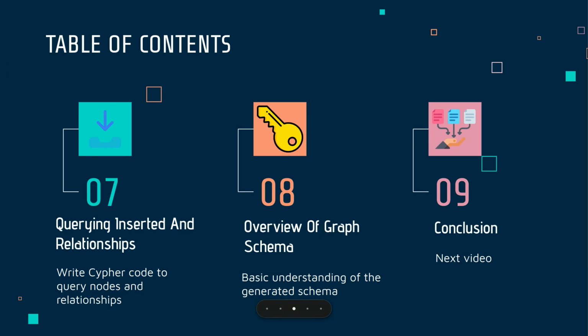After that, we're going to look at the different schemas that have been generated and get an overview of what we have done so far. Finally, we'll conclude and talk about what we're going to be building in the next video. This whole series of videos is going to take you from an absolute beginner to a more advanced, or let's say intermediate, user in terms of building RAG graph applications using Neo4j. So let's get started.